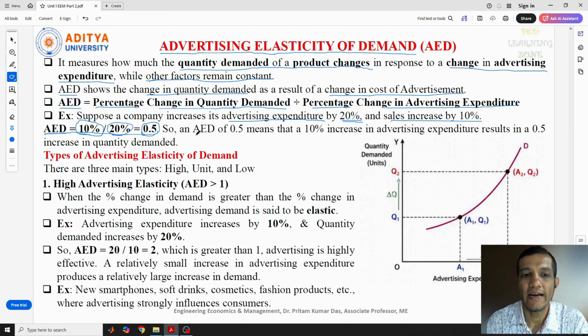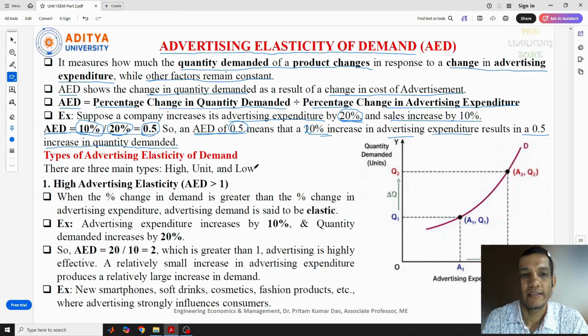So here the AED equals 0.5. That means the 20% we invested in advertising resulted in a 0.5 increase in the quantity demanded. So that is an AED value of 0.5.